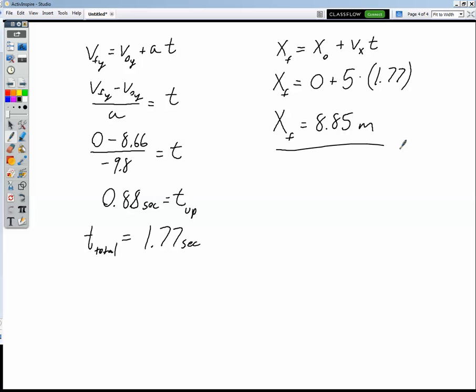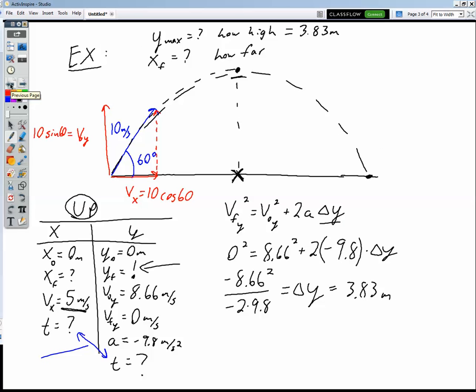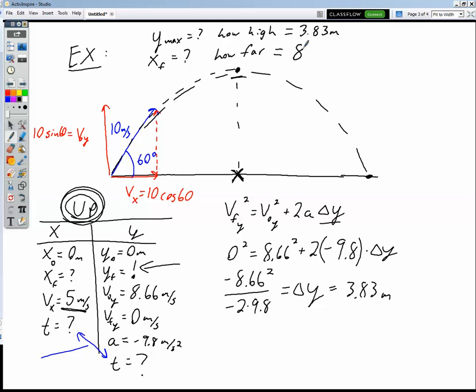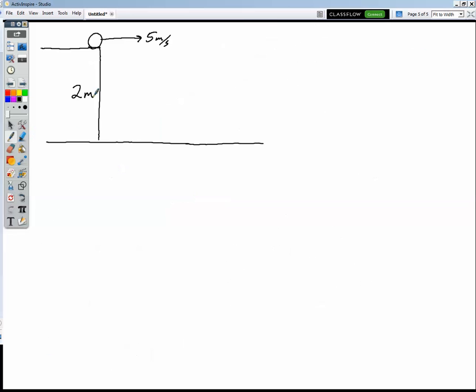Okay? So again, steps that we need to use. Draw a picture. If we're given an initial velocity, we need to find the components of that velocity. Make a variable table, being very specific what we're making a variable table for. Fill in the x and the y, and figure out which kinematic equations are going to allow us to get what we want. All right, so the answer then to how far was 8.85 meters. Sometimes how far is also called the range of the projectile, back from artillery days. All right, let's do one more example, and we'll call it good.